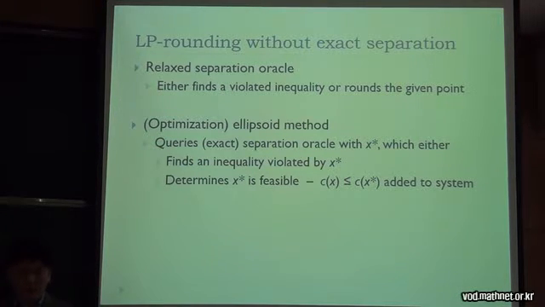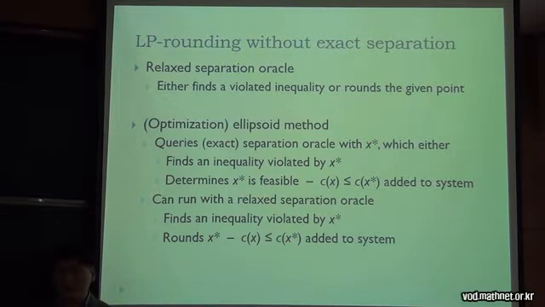And then if you think in particular about the optimization version of the usual ellipsoid method, the way it works is it queries the exact separation oracle with the current center of the ellipsoid. And then it will either find the violated inequality or determine that the current point is feasible. And what the optimization version of the ellipsoid method will do at that point is just add another hyperplane that says from now on I'm only interested in the points that have a strictly better cost compared to the current center of the ellipsoid.